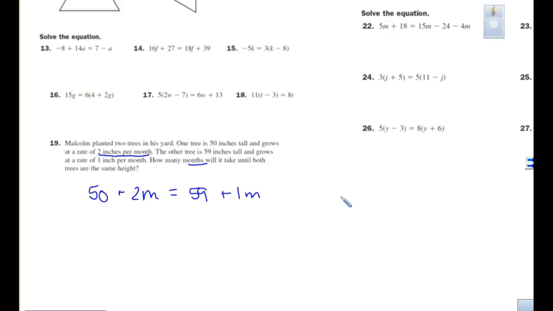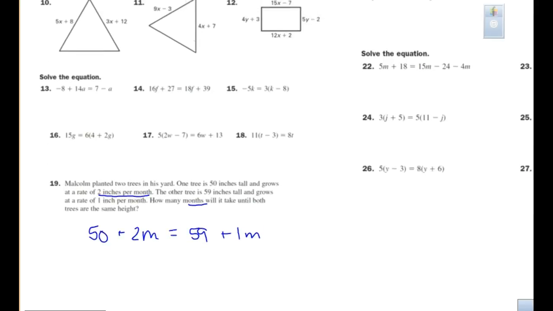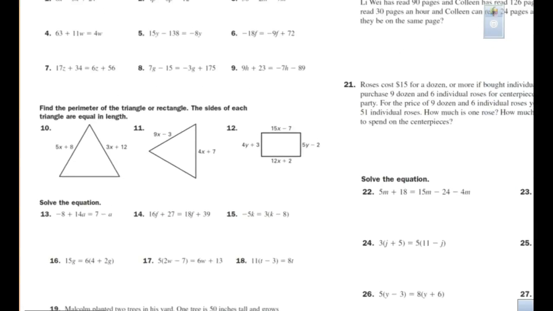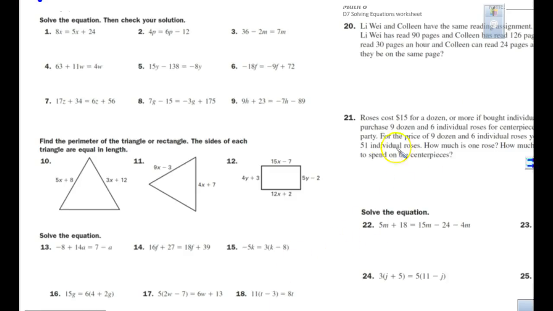I think this is a pretty easy one to solve. I don't know if you want me to solve this one or if you want me to look at 21 or 22. But I'm not going to be looking at solving all of them, okay? So you would have subtracted 1m from both sides and then subtracted your 50 and solved that equation for the number of months, okay?